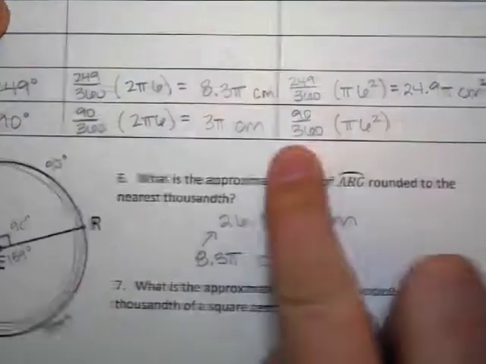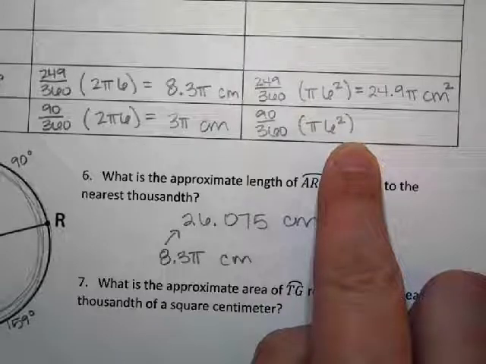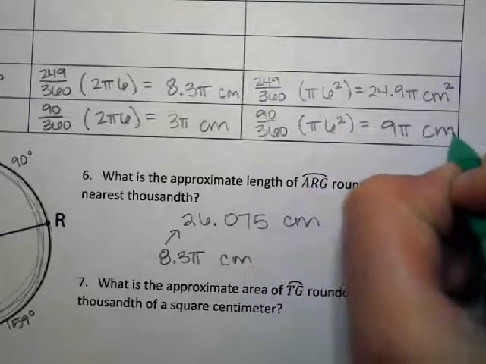So 1/4 of 36. What's 1/4 of 36? Oh, I got you. Wait, don't tell me. 9 pi centimeters squared. Okay.